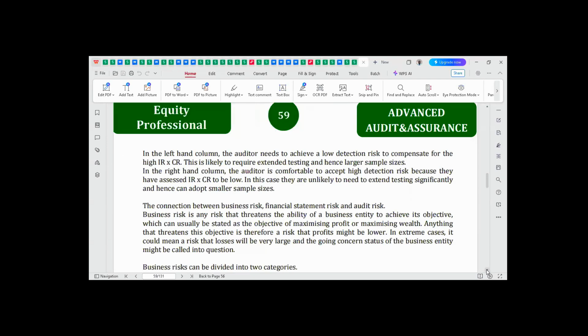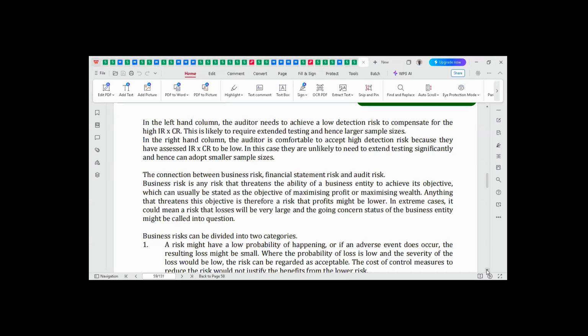And I said that at the end of the day, the essence of the audit risk is to ensure that it is brought to an acceptably low level. That is the essence of it. We must ensure that it is brought to what? An acceptably low level. All right?